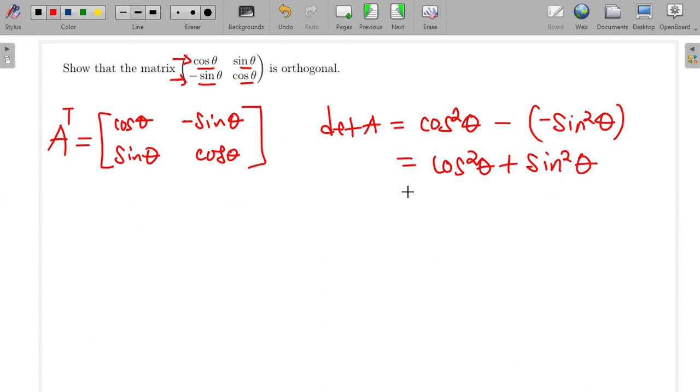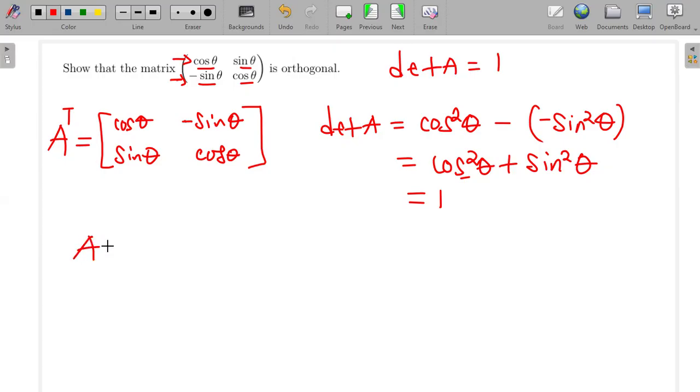This requires you to know trigonometry. The guy was asking, do we have to know the topics? Yes, because we'll be using them in different courses. You remember the identity here from first year? This is just what? 1. So the determinant there is 1. I can write my determinant of A is actually 1.